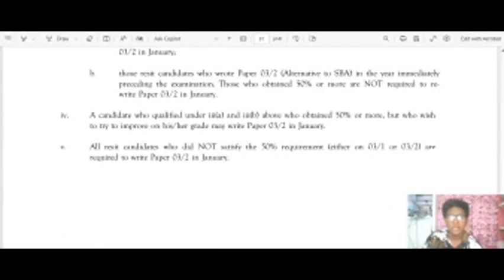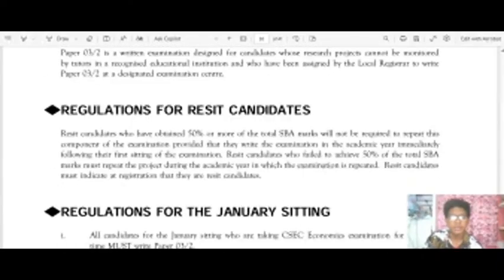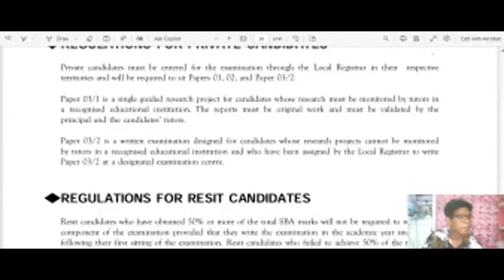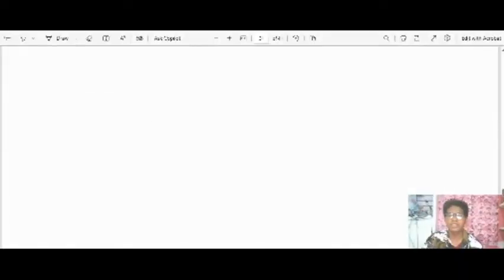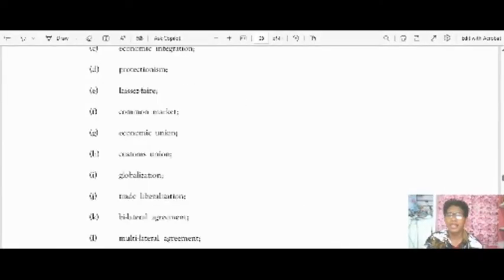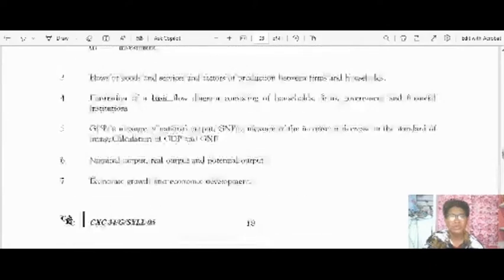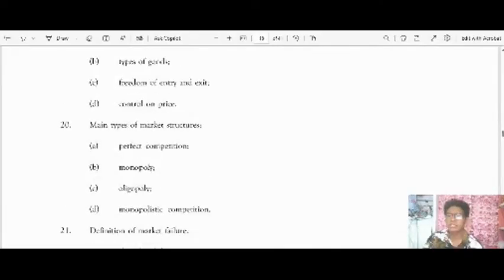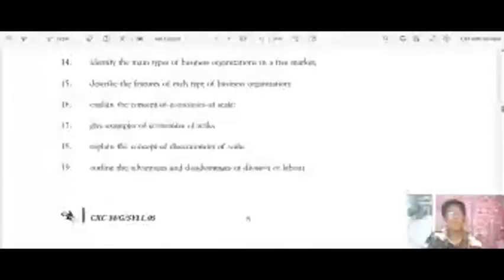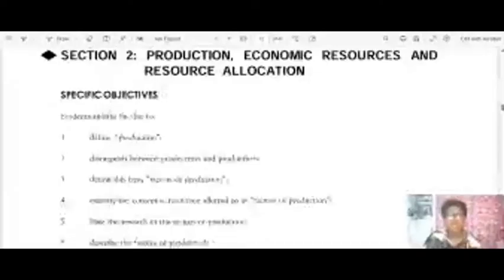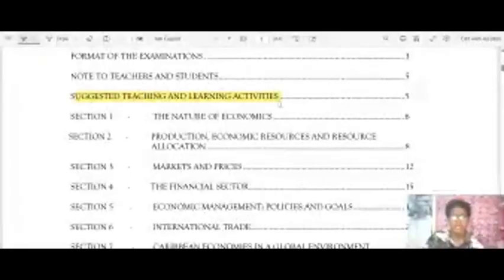So let's do a general revision, guys. We're doing a general one for economics. So hopefully you guys stay. This stream will start off with revision, and we will look at everything else when we work through the paper. So let's look at the sections and the suggested teaching and learning activities.